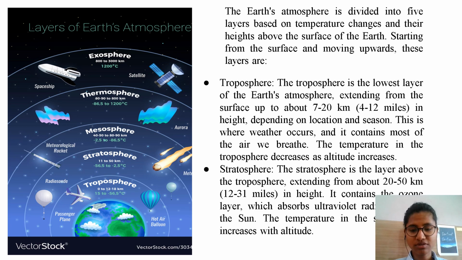It contains the ozone layer which absorbs the ultraviolet radiation from the sun. The temperature in the stratosphere increases with the altitude. Here we can see the stratosphere region, where the temperature is minus 56.5 degrees Celsius to minus 2.5 degrees Celsius.